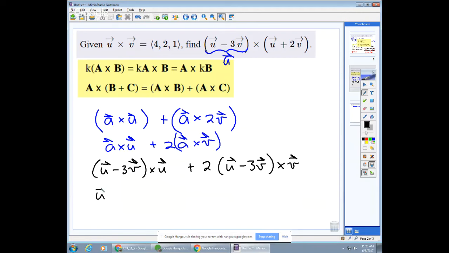So that's going to give me U cross U minus 3 V cross U plus 2 U cross V minus 6 V cross V. Did I do that right? I missed a cross somewhere. Yeah, cross, okay.